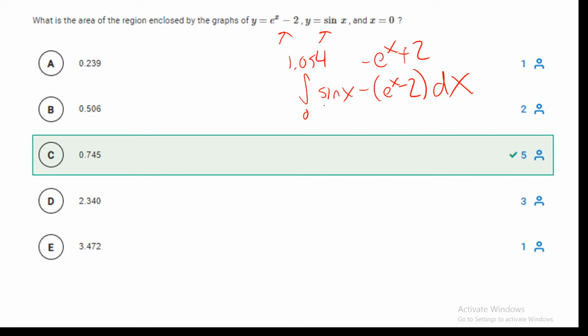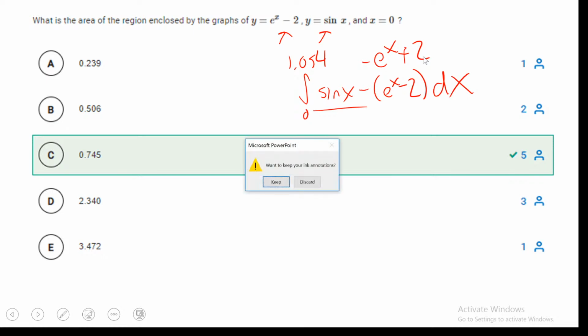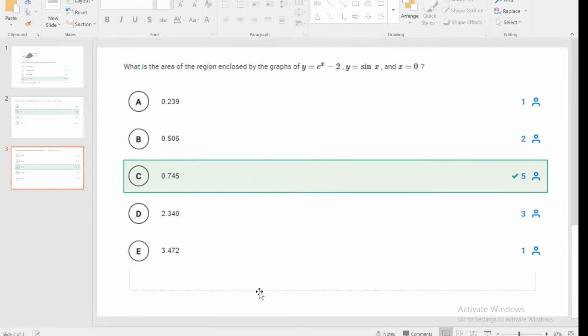But sine was always on top from 0 to 1.054 here, which is where they meet. And that was that one. So those were the hardest questions on the homework by miss rates. No, I do not want to keep my ink annotations.